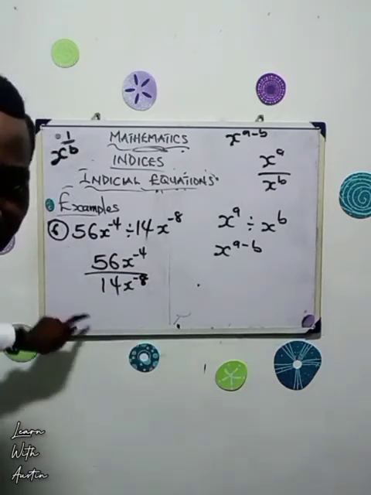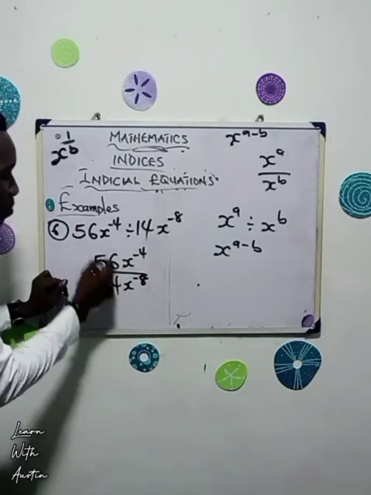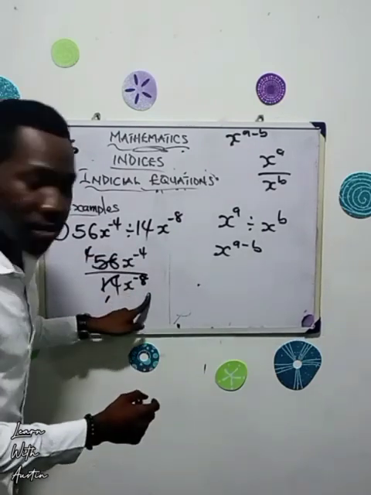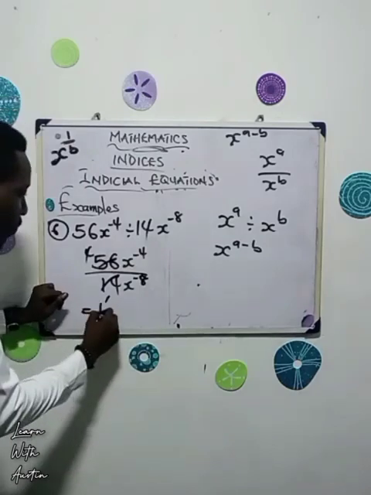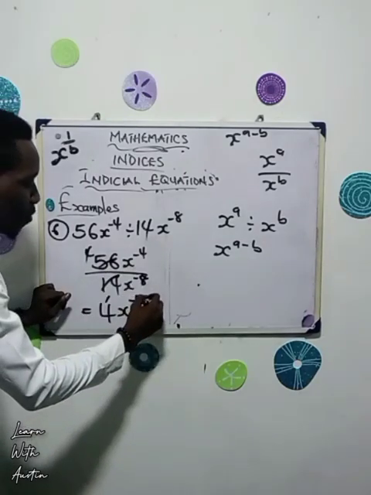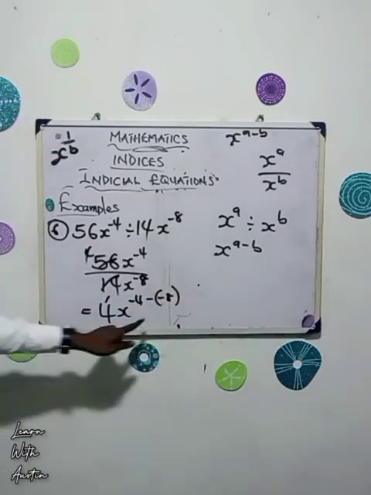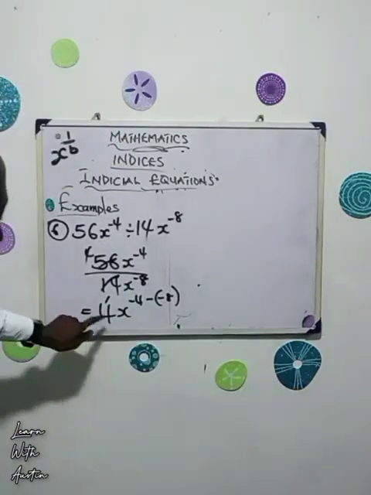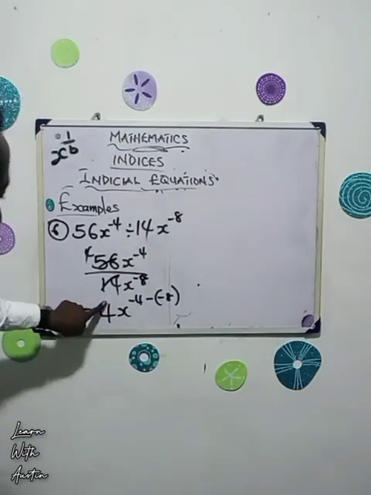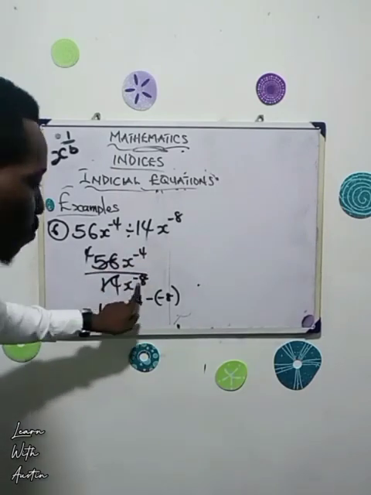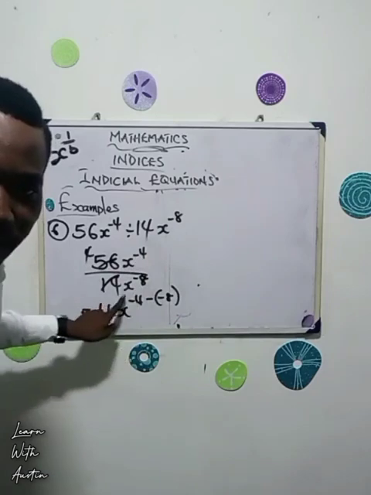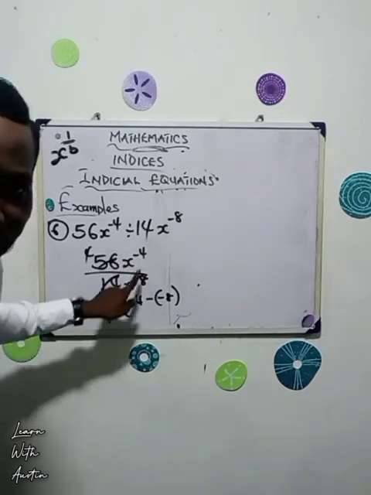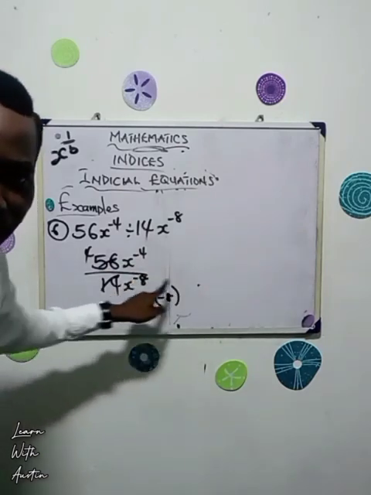Also we know that 56 divided by 14 is 4. Here 1, here 4. Then x raised to the power minus 4 divided by x raised to the power minus 8. So our answer will be 4x raised to the power minus 4 minus minus 8. I know someone is going to ask, why is this like this? The law of subtraction says that because they are the same base, we subtract their powers. So what's the power here? Minus 4, then minus the minus 8.